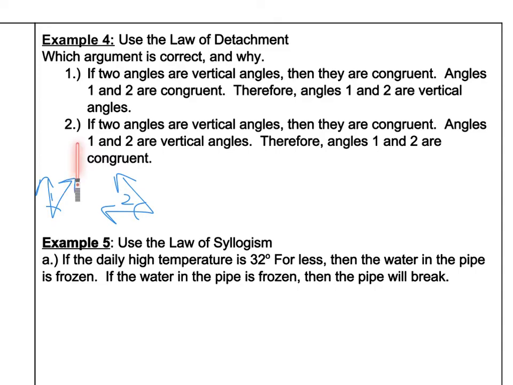Let's look at the second one. If two angles are vertical angles, then they are congruent. All right, that's the same thing we had before. But now they're saying angles 1 and 2 are vertical angles. Therefore, 1 and 2 are congruent. Well, this would be true in number 2, because if they are vertical angles, that means it's probably going to look something like this. Here's angle 1 and 2. They're vertical of each other, so they are going to be congruent according to what we've learned. So this statement is true.